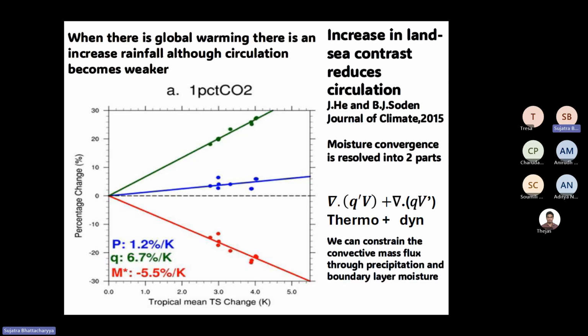People have shown that the convective mass flux is constraining the amount of rainfall, not dynamics. This is what is constraining, and that's ultimately related, not on the intraseasonal scale but on a monthly or longer scale, to the energy available.